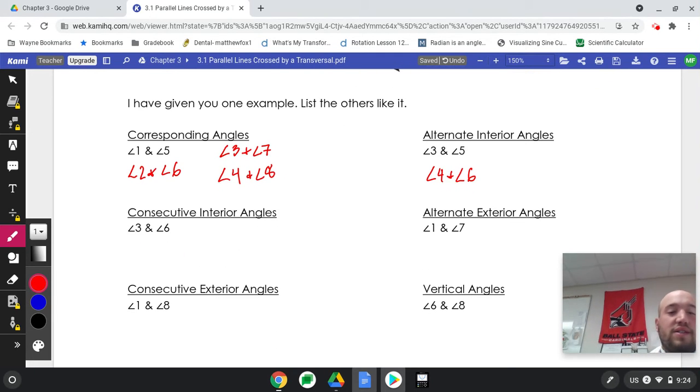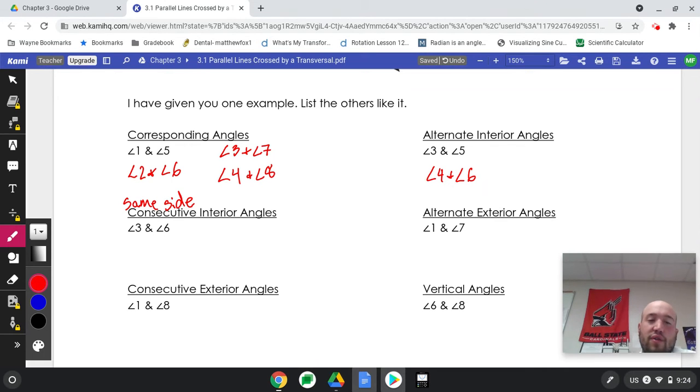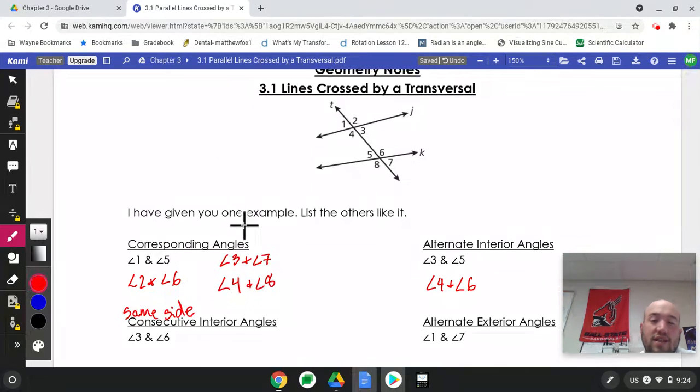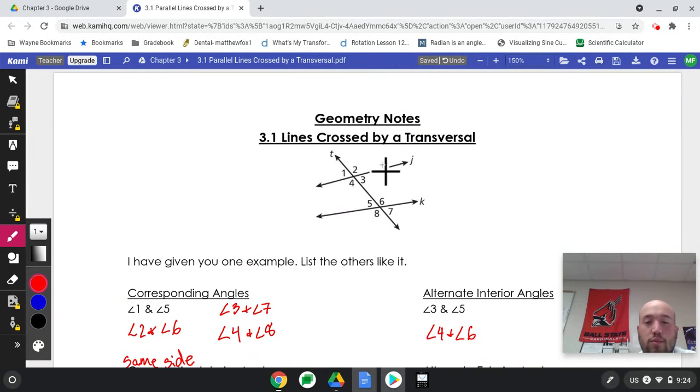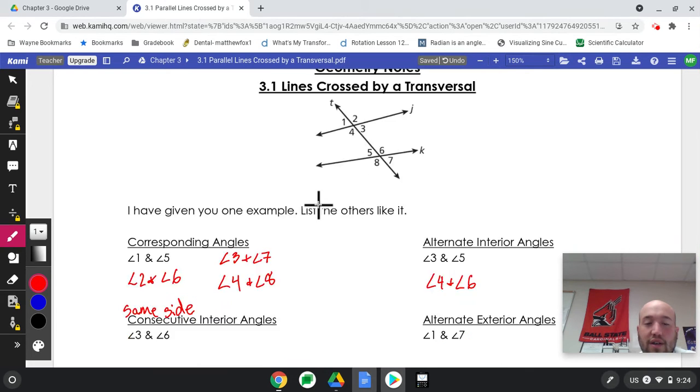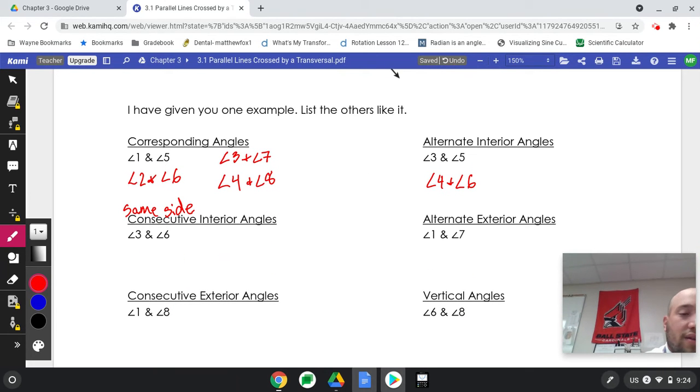Our next one, consecutive interior angles. Another word for consecutive is same side. Think of consecutive like consecutive days, 1, 2, 3, one after the other. Consecutive numbers, 1, 2, 3, 4, 5, 6, whatever. Now, we're not talking about these numbers being consecutive; these numbers are just angle labels. But 3 and 6 are consecutive because they're on the same side, on the right side, and they're on the interior. 4 and 5 would be another example. They are also consecutive interior.